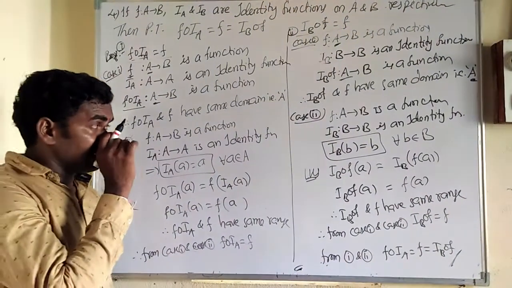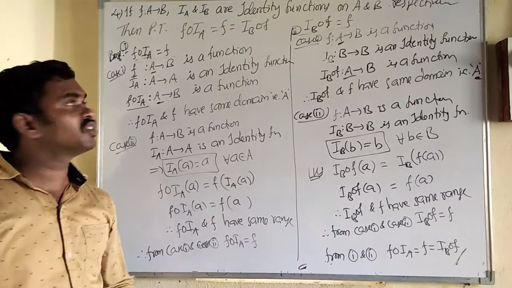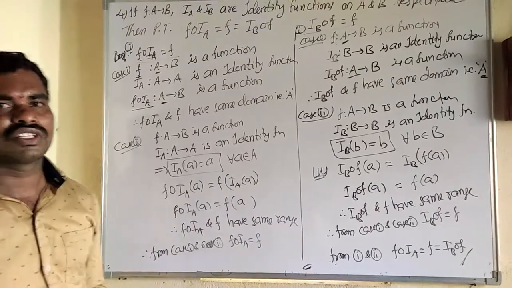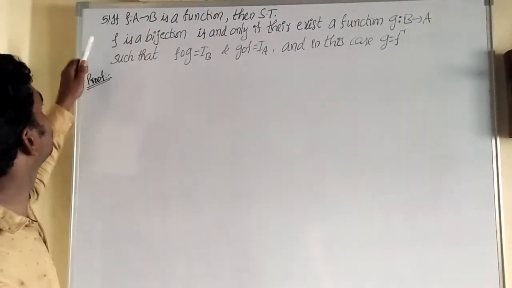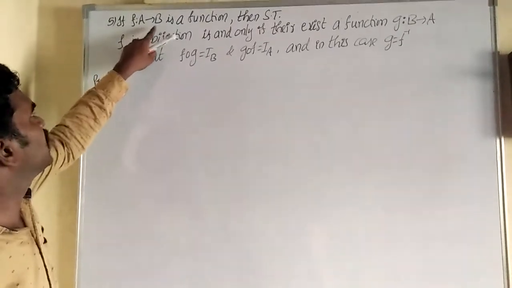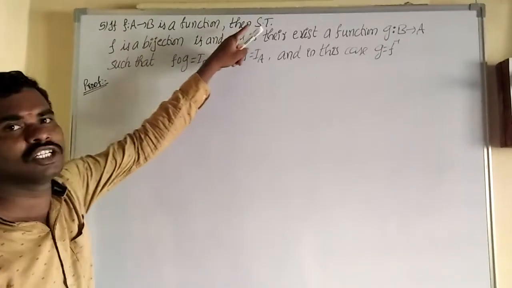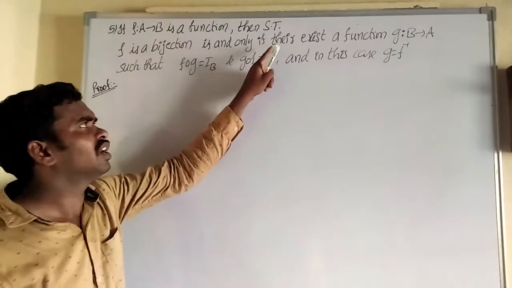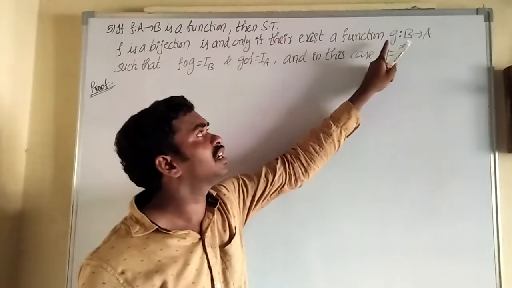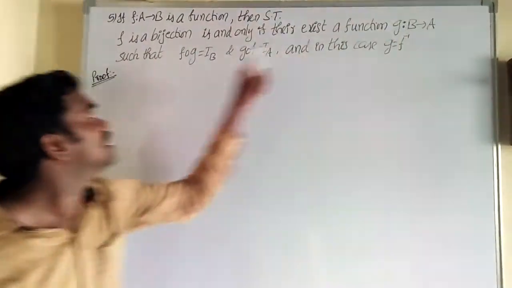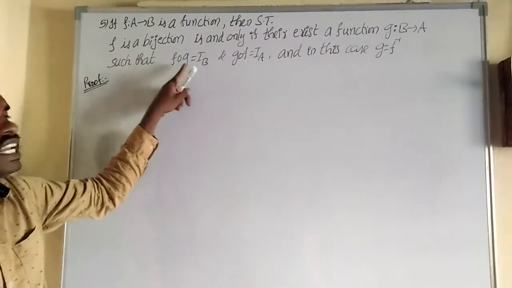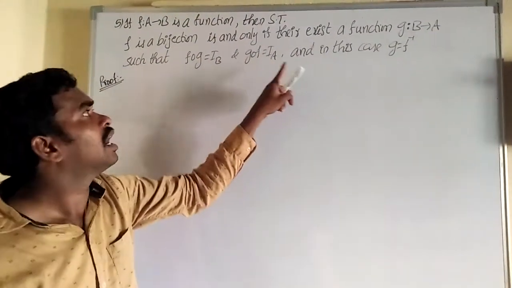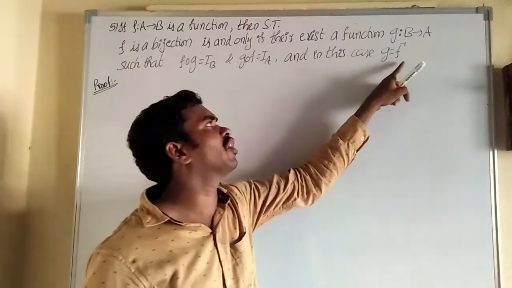Okay. Next, one more theorem is there, the fifth theorem. So these 5 theorems are there. This is the fifth one. Fifth question: f maps from A to B is a function. Then show that f is a bijection if and only if there exists a function g maps from B to A such that f circle g equal to IB and g circle f equal to IA, and in this case g equal to f inverse.